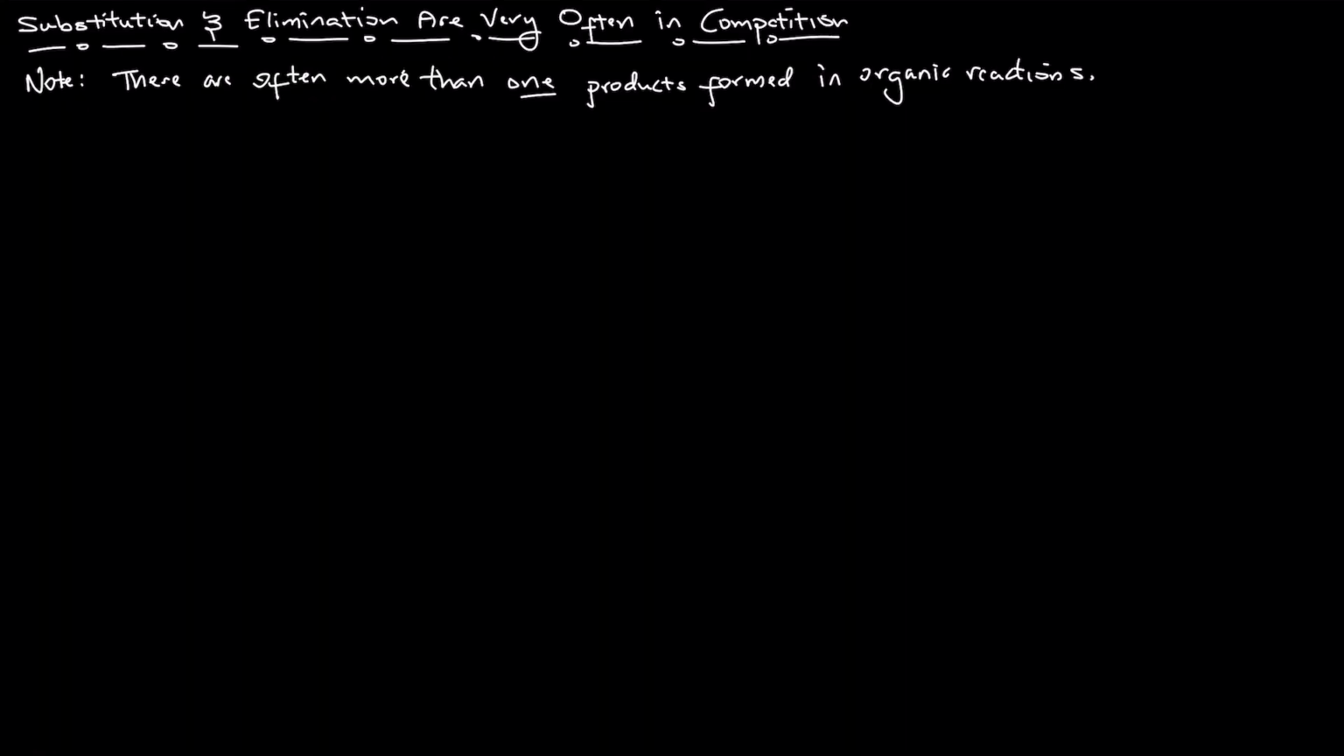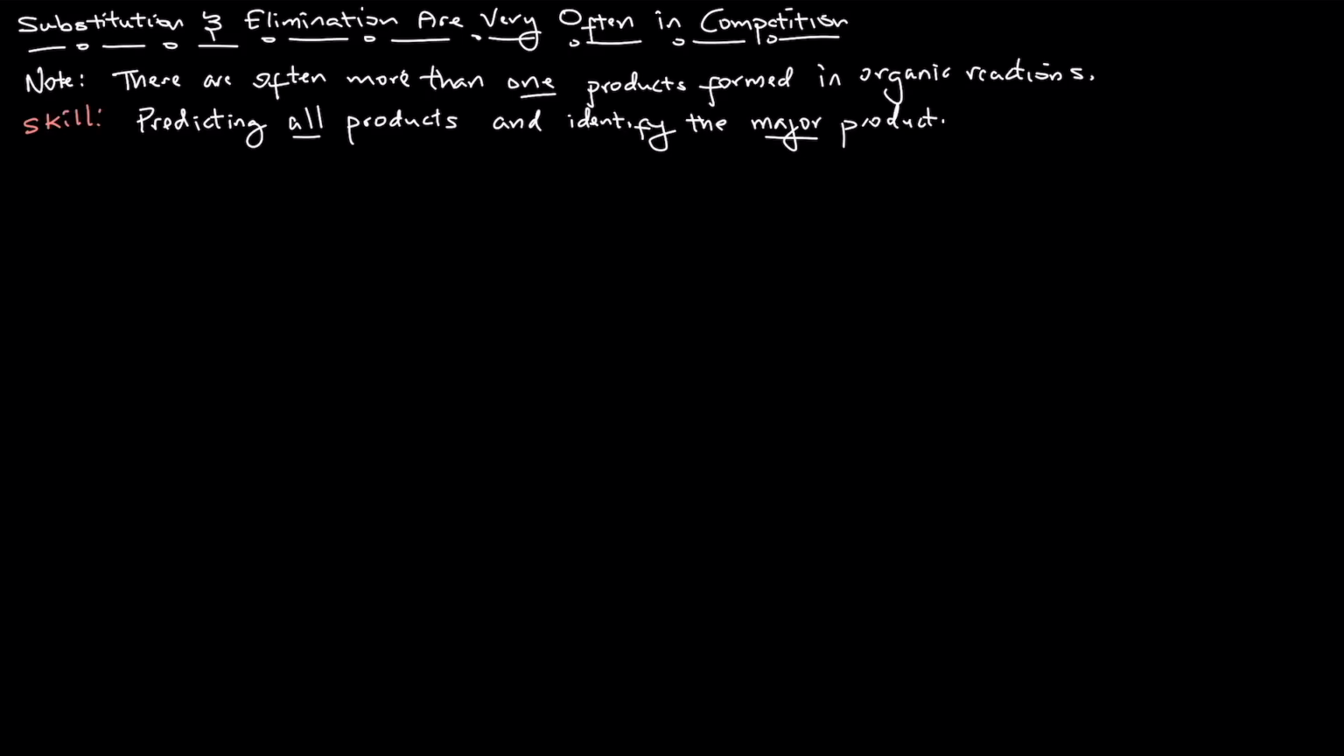The key thing to note here is that often in organic chemistry, whenever you place a substrate in the presence of a reagent, there are often more than one product formed. And so a key skill in organic chemistry is being able to predict all plausible products in a particular organic reaction and then identifying the major products in that reaction.